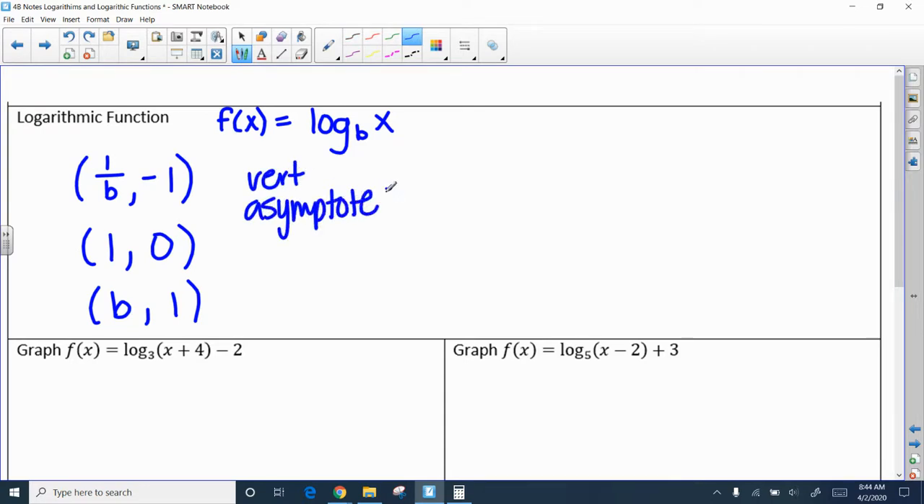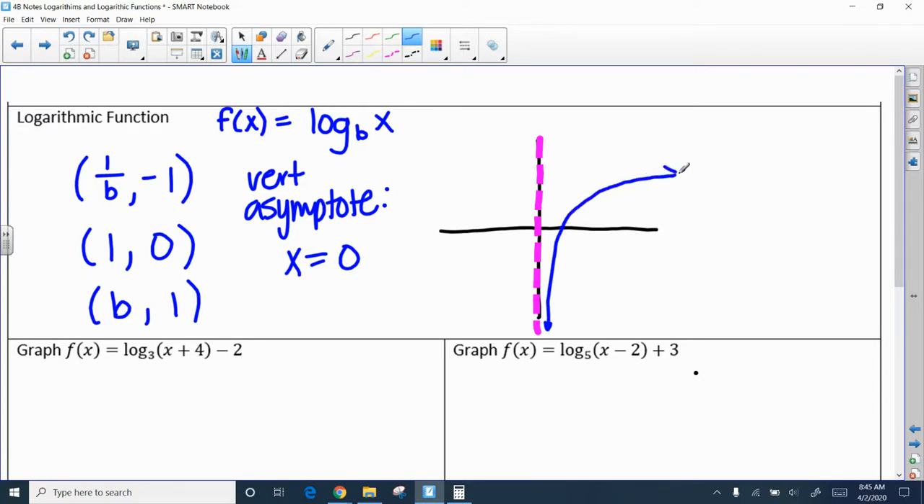And so our vertical asymptote is at x equals 0. So in general, our graphs look like this. As we said, they have a vertical asymptote this time. And they're going to look like this curved shape here.